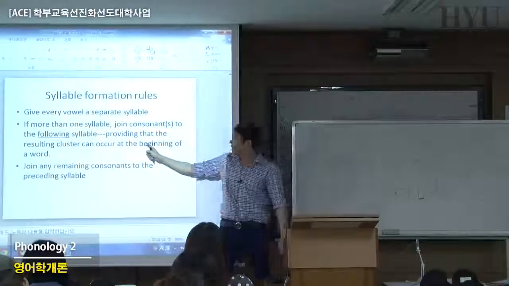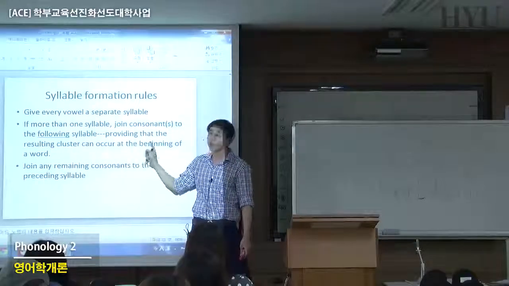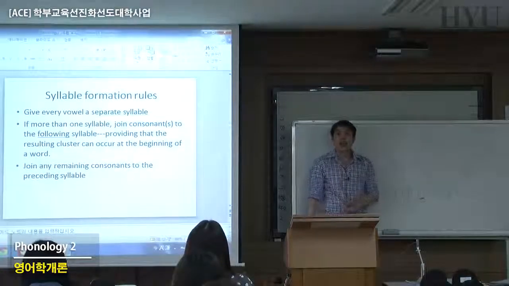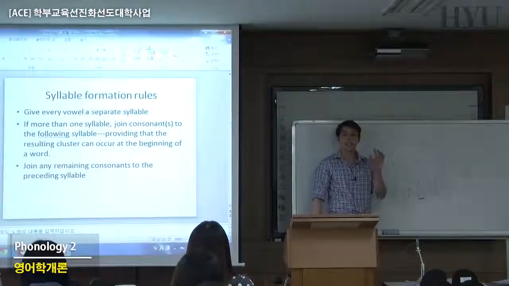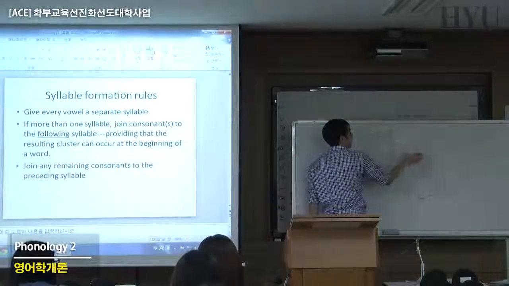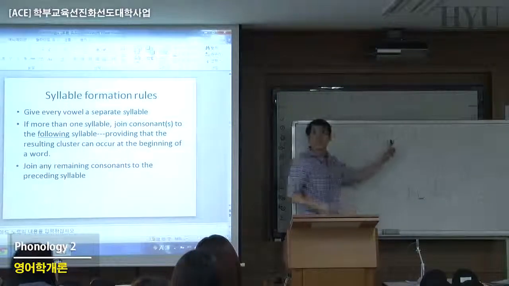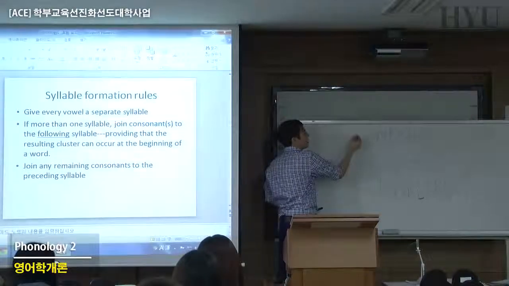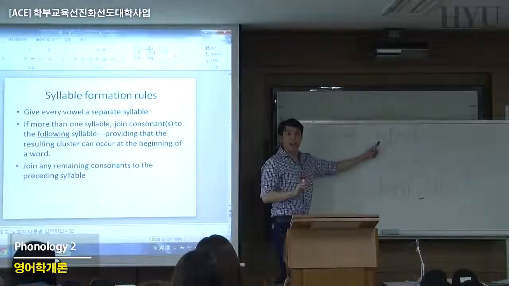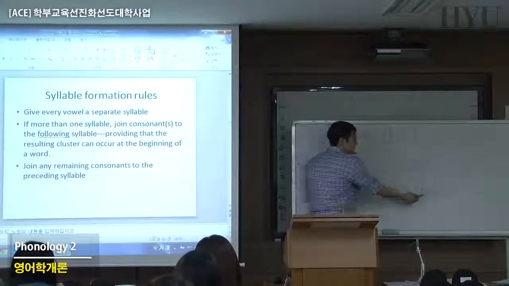However, the condition is providing that the resulting cluster can occur at the beginning of a word. Now you look at these two, N and D. Have you ever seen the N and D sequence in English? Are there any English words that start with N and D? No. We don't have words like Nadord. But we have words like second, N and D at the end. But N and D in the beginning, we don't have that, right? So this violates the phonotactic constraints that we talked about earlier.